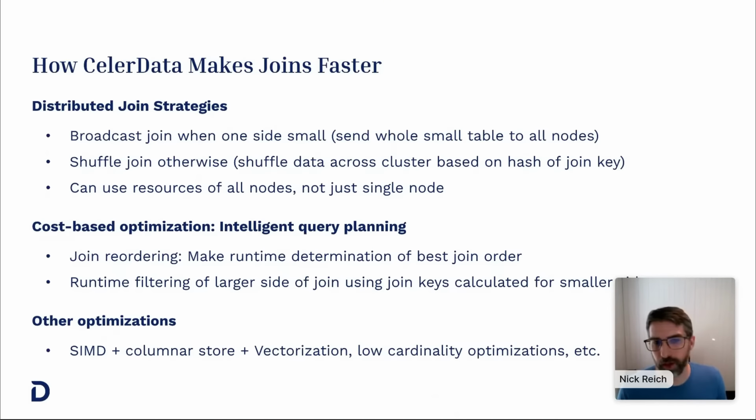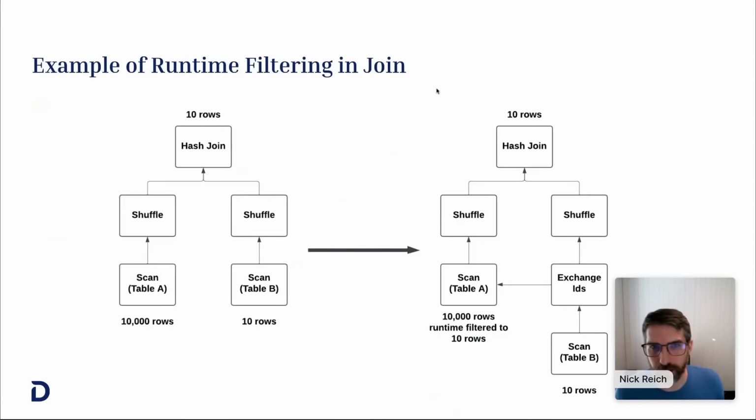Things like join reordering to decide what's the order of operations within your query, not just how you've written it, but to make sure that the smaller tables are handled in the right way to join them to the larger tables better. And then some key optimizations around filtering of larger joins using join keys, and just all sorts of other optimizations under the hood. And runtime filtering, I think, is a big one.